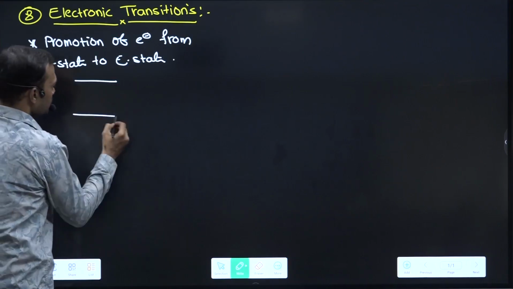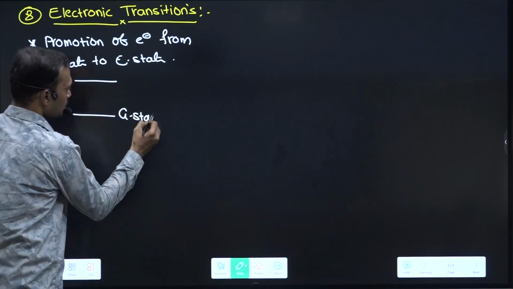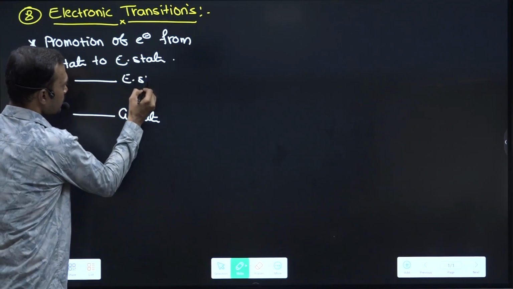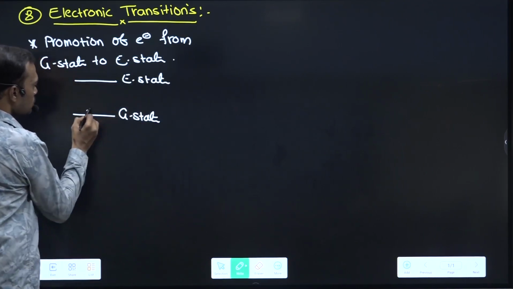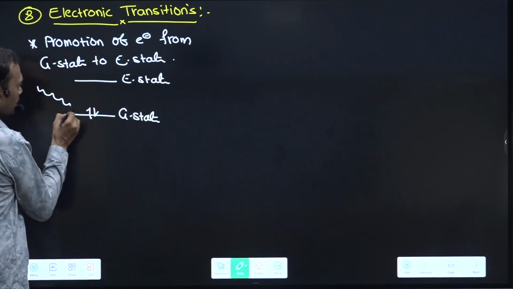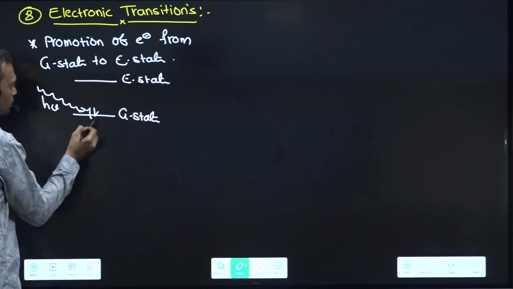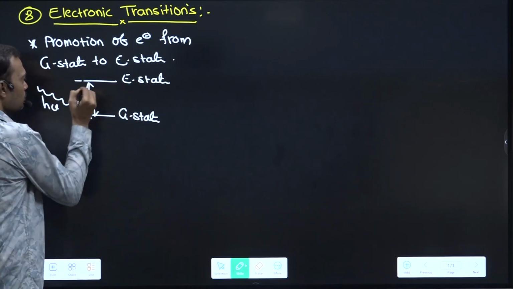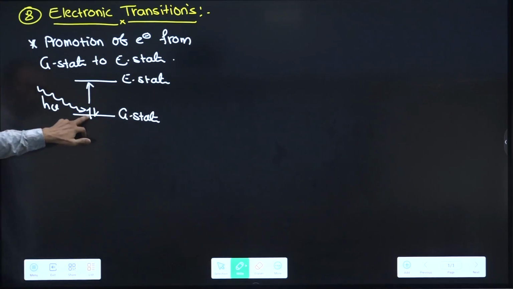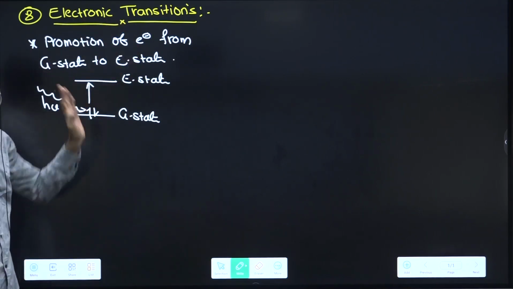Which means if I take this as a ground state and this I am assuming as excited state, two electrons are present here. Now by irradiating with light, what happens? See, this electron migrates from here to here, or this electron jumps from here to here. That is called electronic transition.